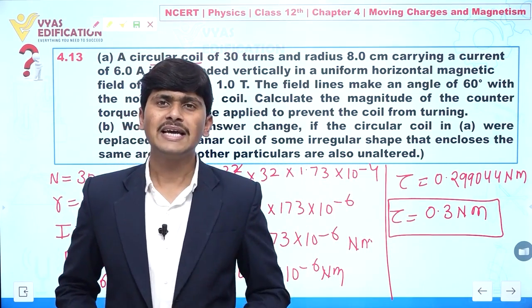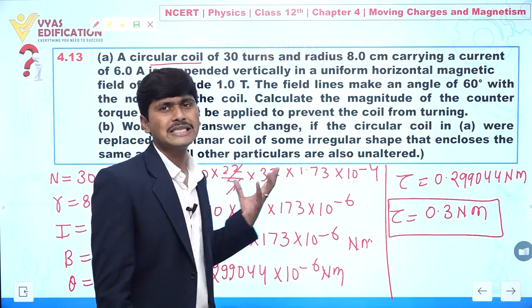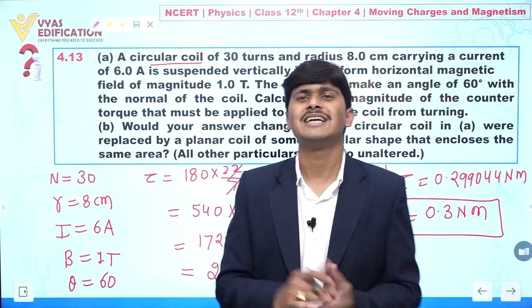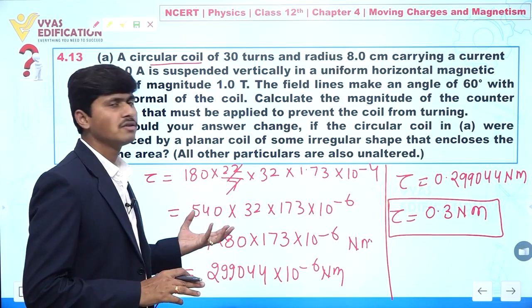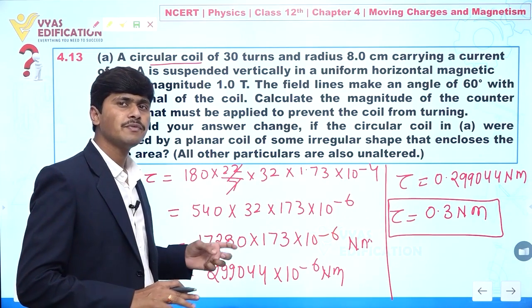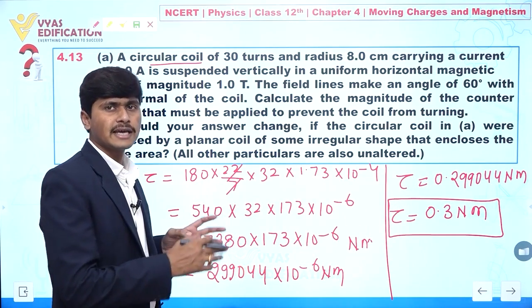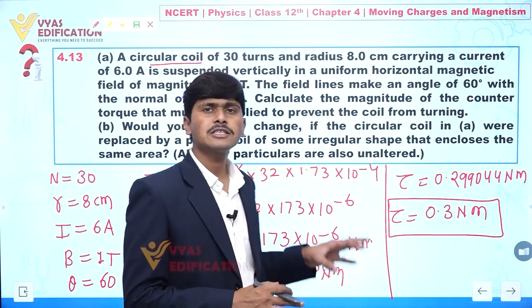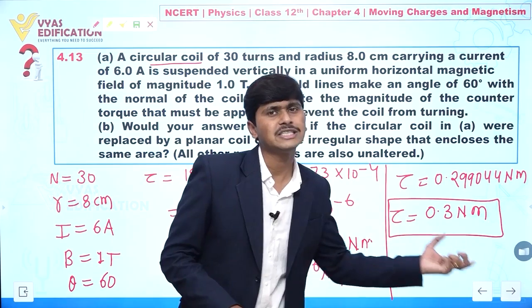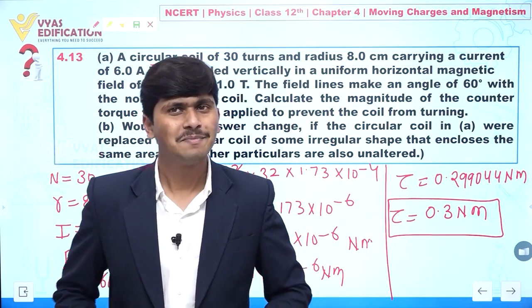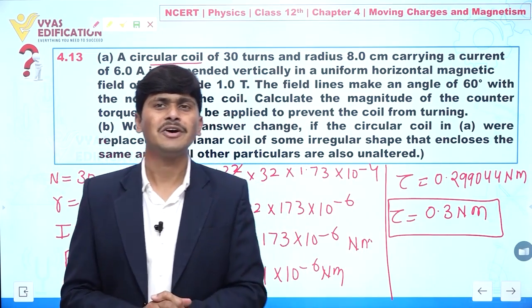Clear everyone? So like this you can solve. Definitely calculation is lengthy because this is related to NCERT. So you can actually solve this question very easily if you do some calculation like this. Clear everyone? You can take some approximation also. So approximately you will get here value of torque, this is 0.3 Newton meter. Clear everyone? So this is all about this question.